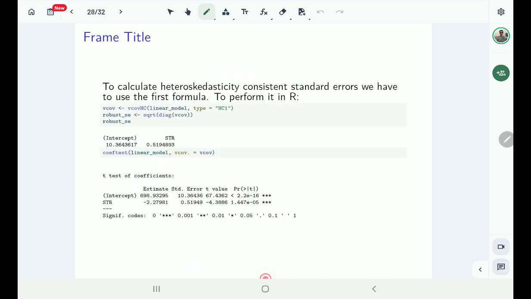Okay? And now let's have a look at how we can do it in R, how we can perform hypothesis testing using heteroscedasticity consistent (HC) standard errors. To do that, you use vcovHC. You put in the linear regression model that you have already estimated, and use vcovHC, the variance covariance matrix with heteroscedasticity consistent errors: vcovHC, linear model, and type equal to HC1, heteroscedasticity consistent error, type 1. You see there are many types, but usually we use HC1.